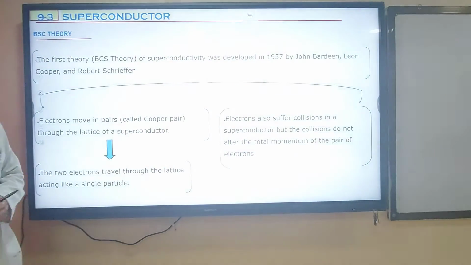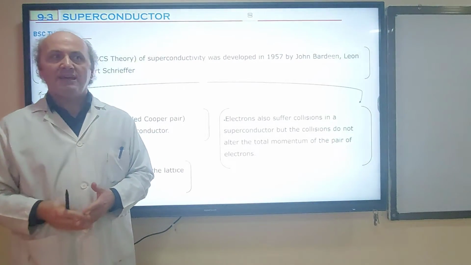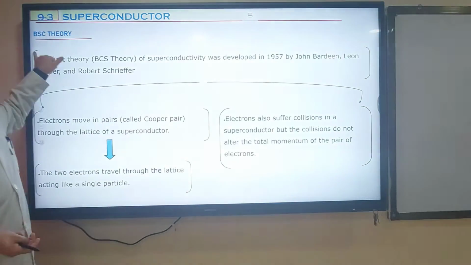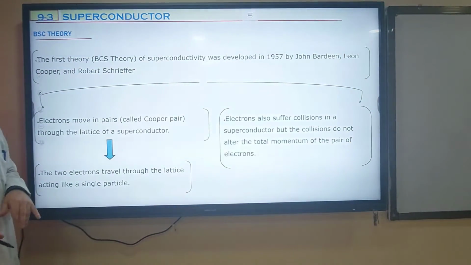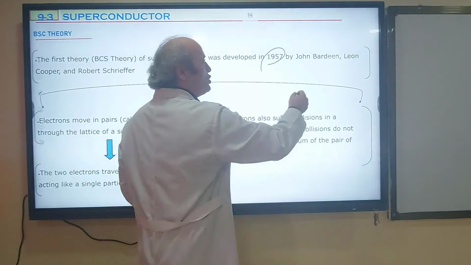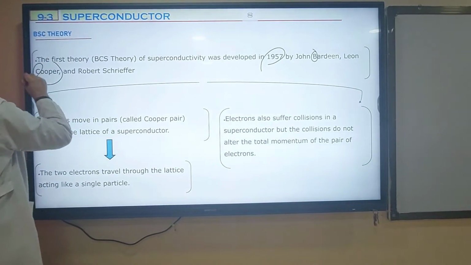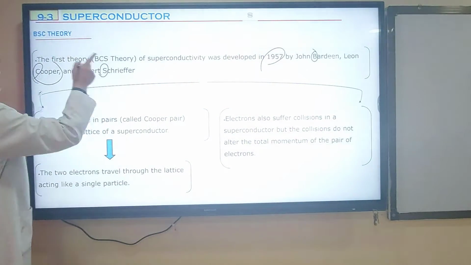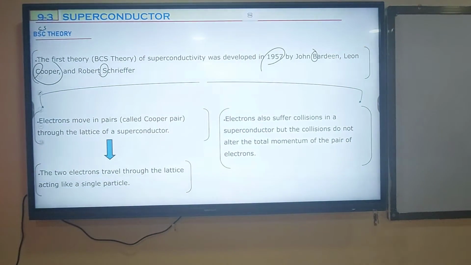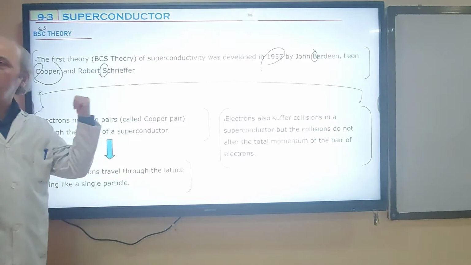Superconductivity was discovered at the beginning of the 1900s, but it took almost half a century to provide a theory about superconductivity. The first theory is known as BCS theory, developed by three scientists in 1957: John Bardeen, Leon Cooper, and Robert Schrieffer. BCS theory explains why some substances become a superconductor below a critical temperature. Now we will talk about this theory.